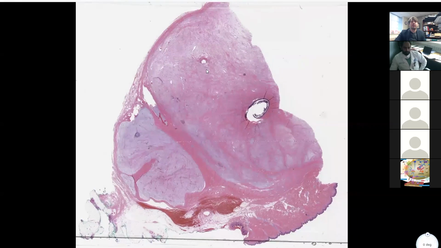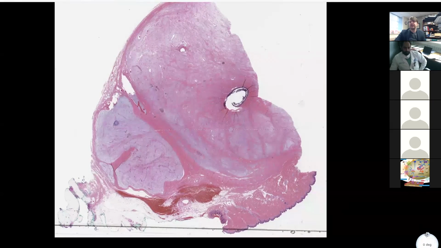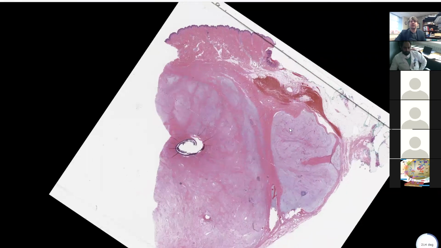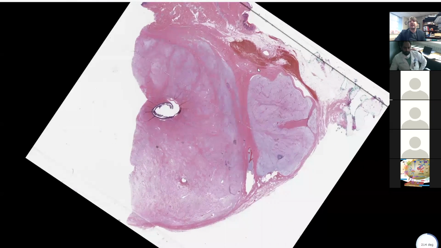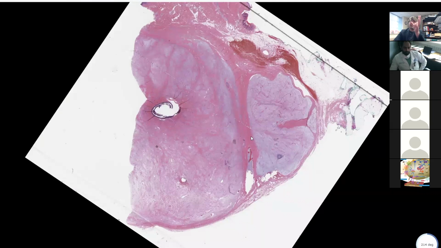Here's another example. It's upside down. Let me turn it around. Better. So there's skin up here. This one's centered mostly in the subcutis. Again, look at how lobular it is with that nice intervening fibrous septa. I really like that. That's a common finding, not always there, but often there.